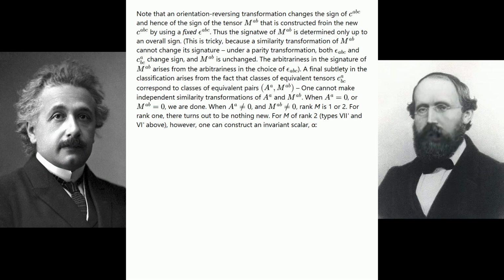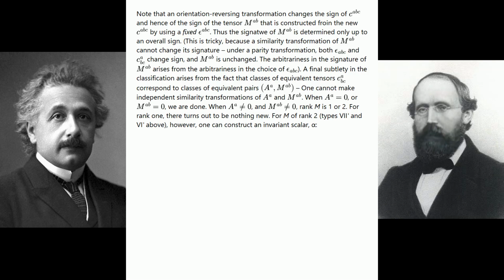Note that an orientation reversing transformation changes the sign of C^{ABC}, and hence the sign of the tensor M^{AB} that is constructed from the new C^{ABC} by using a fixed epsilon^{ABC}. Thus the signature of M^{AB} is determined only up to an overall sign. This is tricky, because a similarity transformation of M^{AB} cannot change its signature. Under a parity transformation, both epsilon_{ABC} and C_{BC}^A change sign, and M^{AB} is unchanged. The arbitrariness in the signature of M^{AB} arises from the arbitrariness in the choice of epsilon_{ABC}.